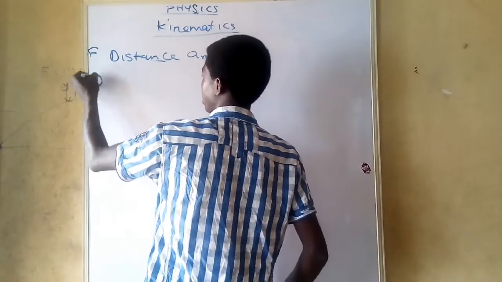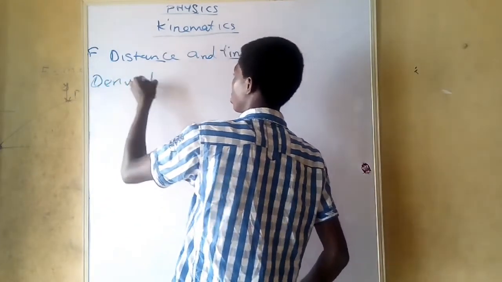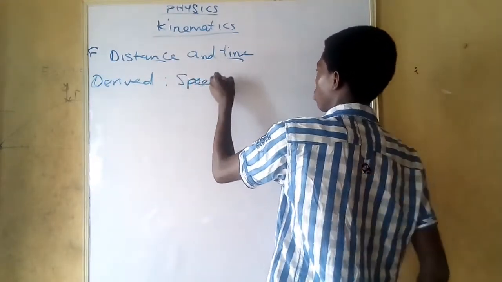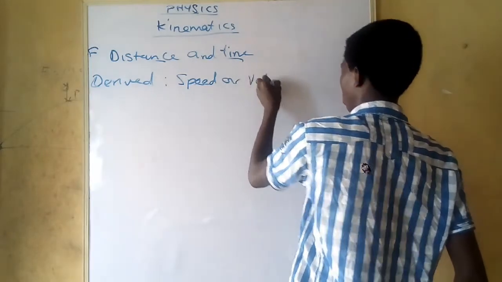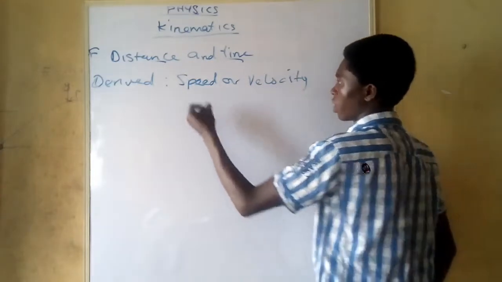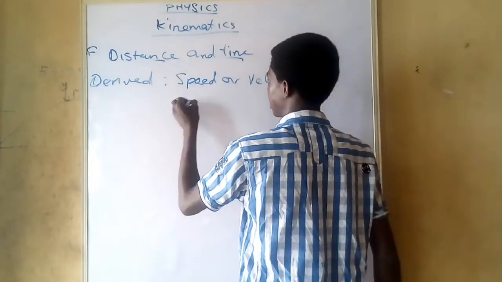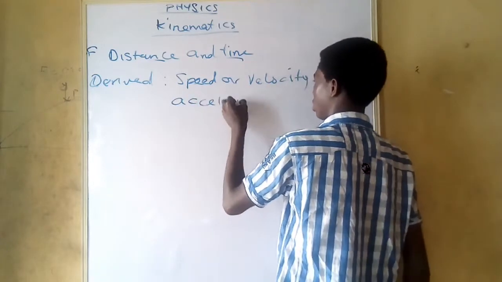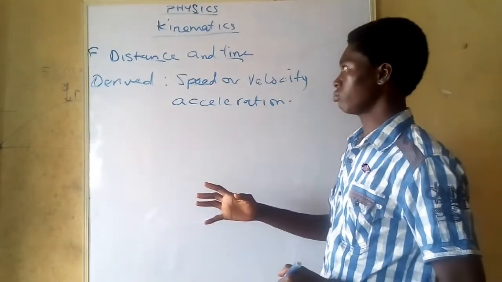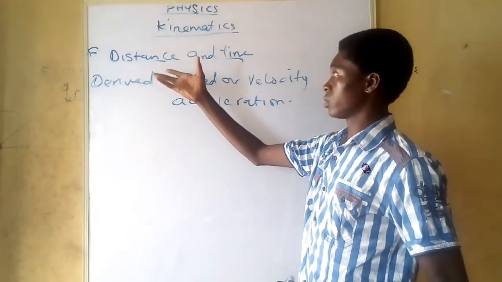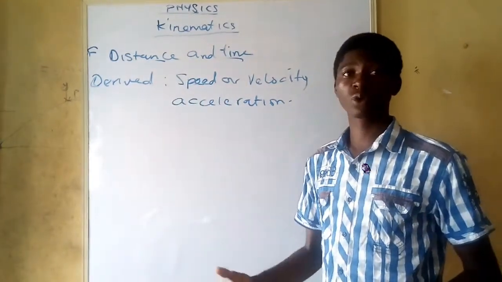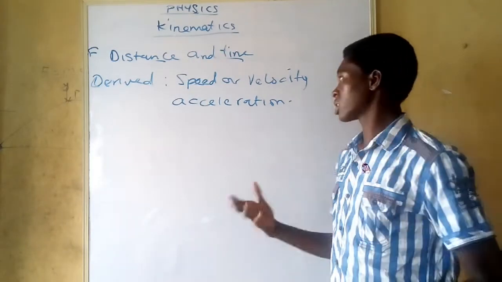From these ones, we have speed or velocity, and we have acceleration. So now let us define these terms. We all know that motion is a change in position of an object with respect to time.